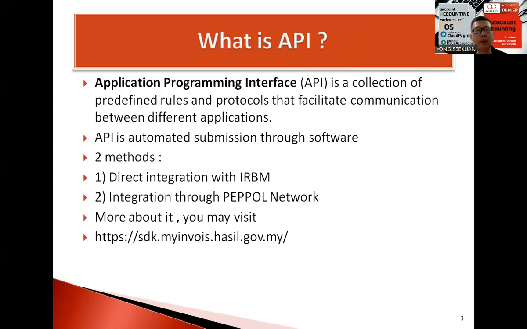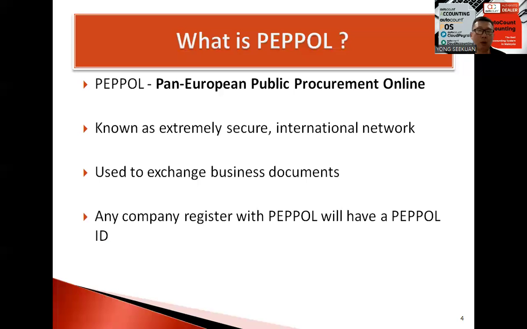That is just export. In this API, we have two methods of integration. First is direct integration with the LSTN server, IRBM. Secondly is integration through the PEPPOL system. Later on, we will see what the PEPPOL system is in the next slide. The PEPPOL system is an internet network used in Europe and America, a very famous system worldwide. Singapore is actually using the PEPPOL system to integrate with their income tax department. AutoCount has 5 years of experience, because Singapore has already implemented e-invoicing for more than 5 years.